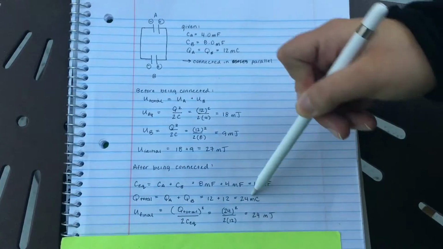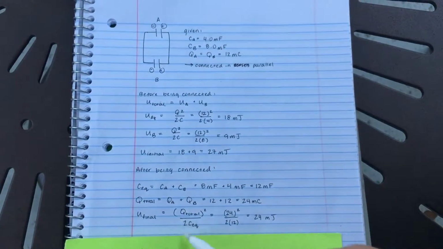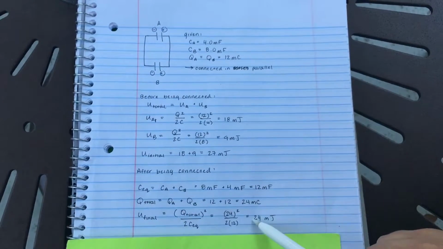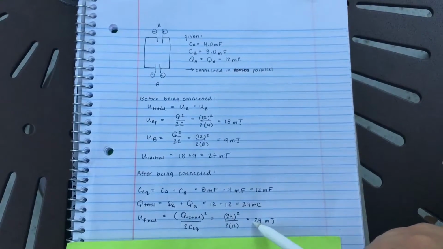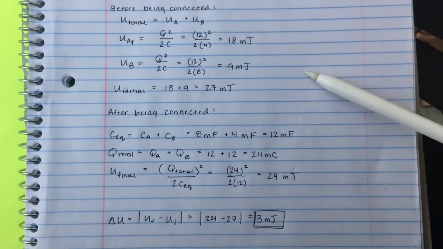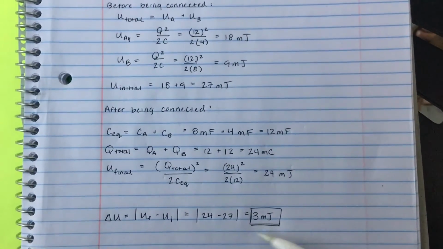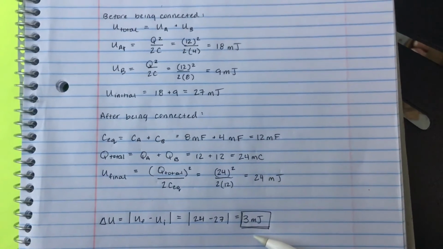In order to find the final energy stored in the system, we can apply the equation Q total squared over 2C equivalent. And when we plug in those values, we get 24 millijoules. Now that we found the initial energy stored and the final energy stored, we subtracted the two values and we found that the total change in energy stored is 3 millijoules.